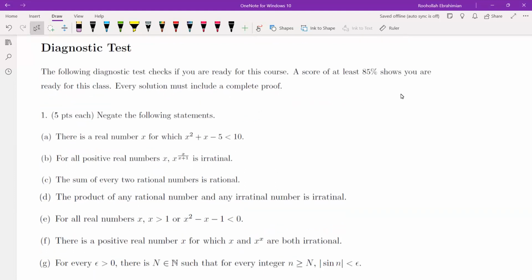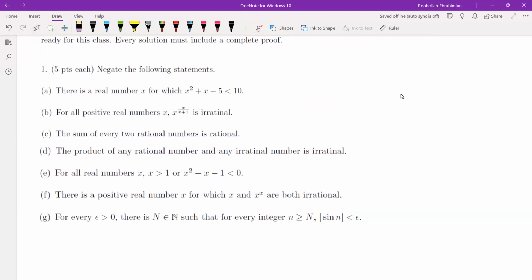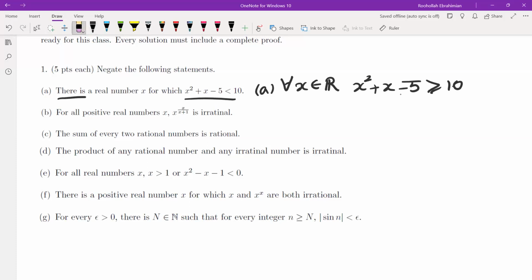Okay, so the first thing we want to do is negate each of the following statements. The first part is: there is a real number x for which x squared plus x minus 5 is less than 10. So the statement is an existential statement, and we want to negate that. The negation of exists becomes for every. So it becomes for every real number x, and then I have to negate this one: x squared plus x minus 5 is greater than or equal to 10.